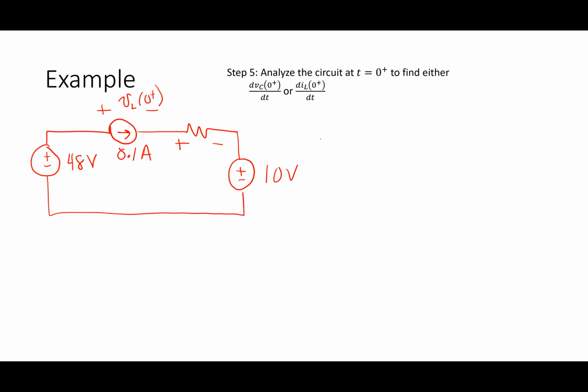KVL, right? So we have to be careful. Again, I'm going to do KVL the way I always do, which is to start in the bottom corner and go around clockwise. So 0 equals what? Negative 48 plus VL of 0 plus, which is the thing I don't know, plus the voltage across that resistor. Now, what's the voltage across that resistor in this case? This is 280 ohms. What's the voltage across that resistor?